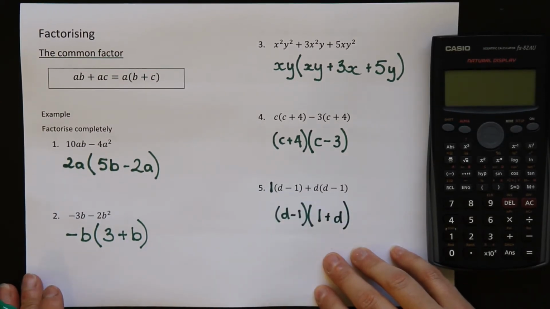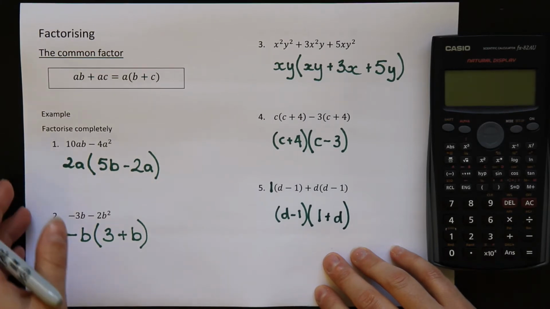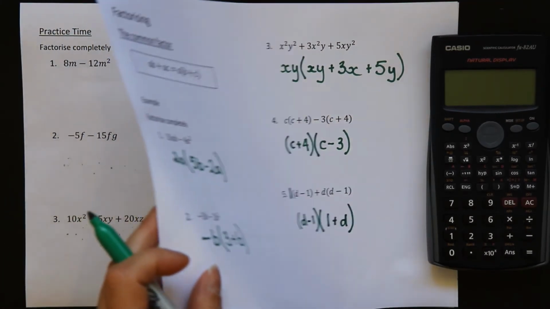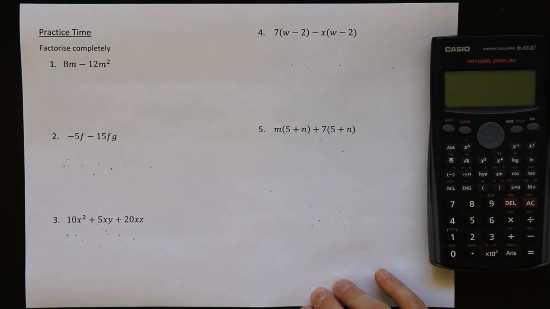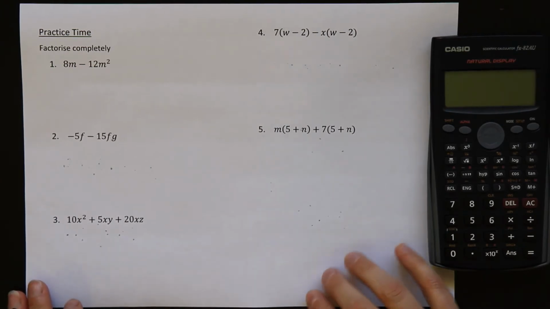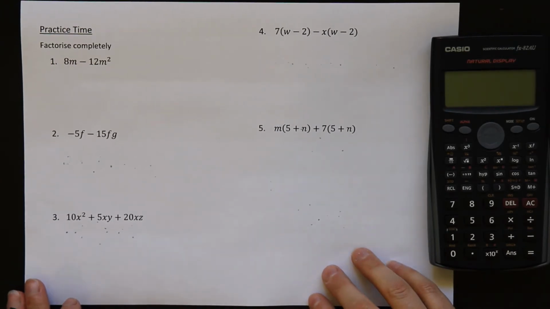Alright, and that's it. That is factorising using a common factor. So if we go to the next page, I have some questions for you to try. Exactly the same thing as what we've just done. If you pause the video, try these questions, and then start the video to go through the answers.